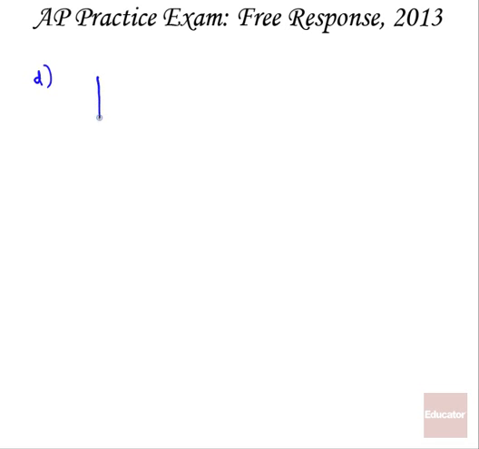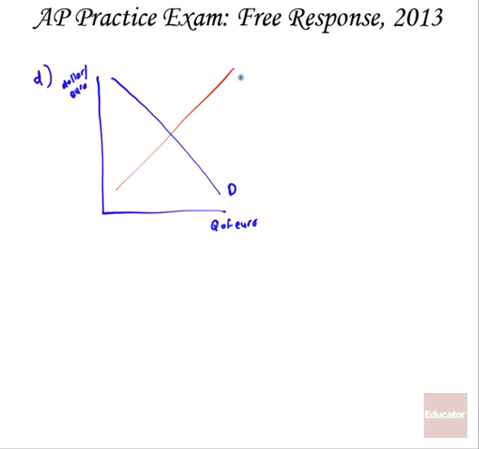So let's take a look right here. Here's the quantity of the euro, and this is the dollar per euro. There's a demand for the euro and there's a supply for the euro. So label this as E1 here.